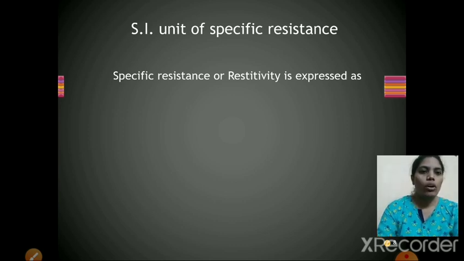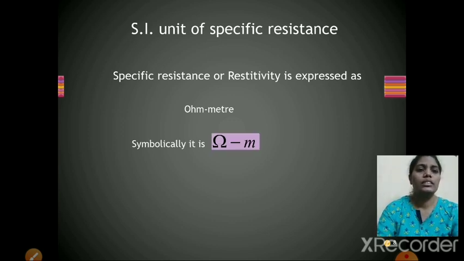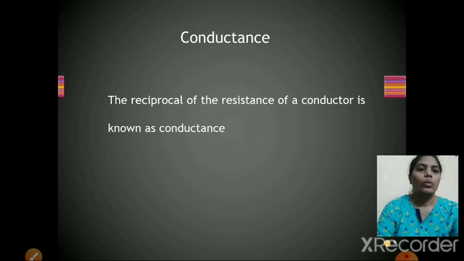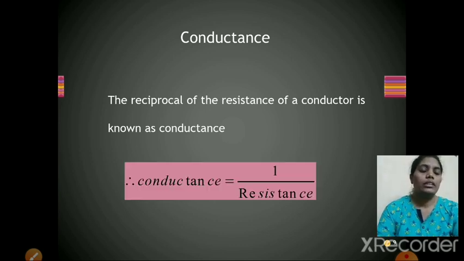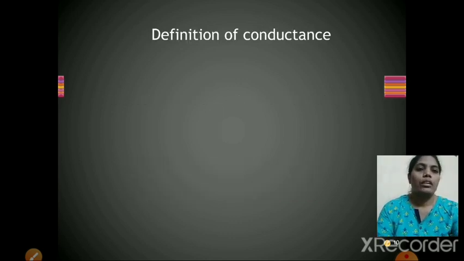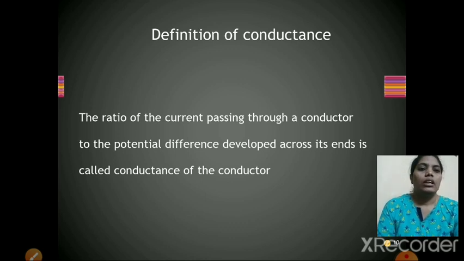What is the SI unit of specific resistance? Specific resistance or resistivity is expressed as ohm meter. Symbolically it is ohm meter. What is conductance? The reciprocal of resistance is conductance. So, conductance is equal to 1 by resistance. What is the conductance definition? The ratio of the current passing through a conductor to the potential difference developed across its ends is called conductance of the conductor.